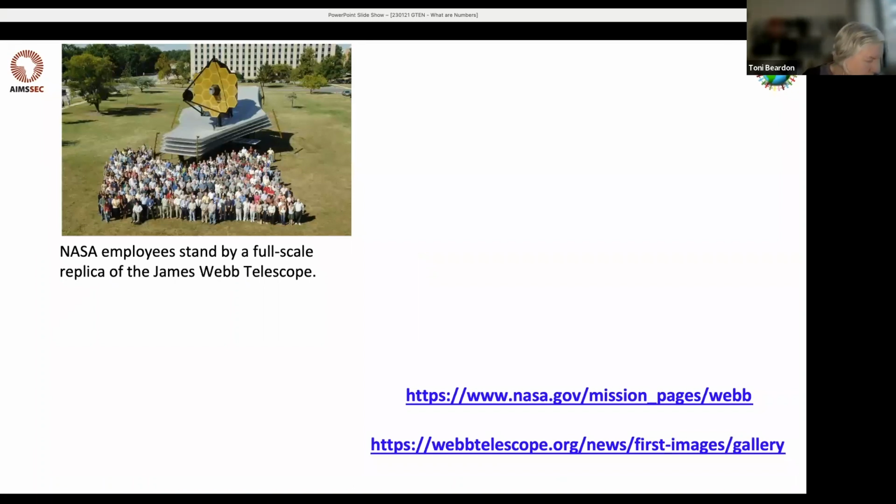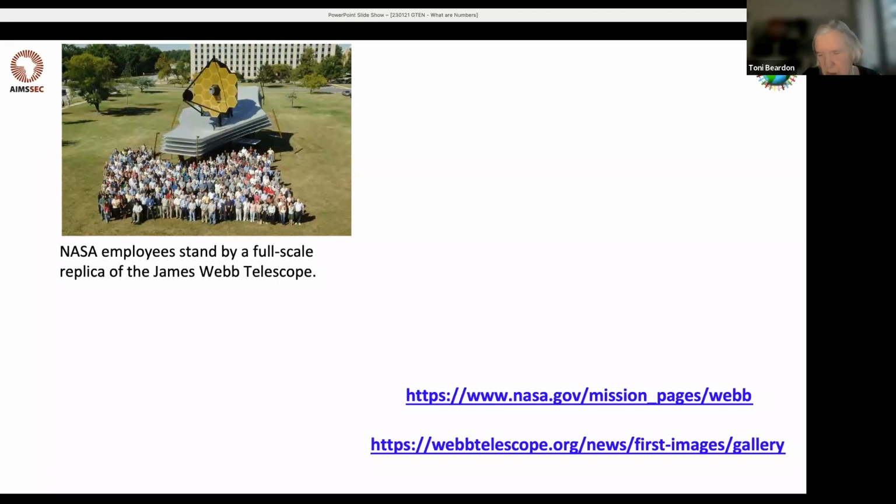So here we've got a picture of this James Webb Telescope. It's not the actual one, it's a replica, but it's a full-scale replica. And the picture was taken with all the people who'd worked on it standing there in front of it. So you can see you've got a sense of proportion. It's not really very big.